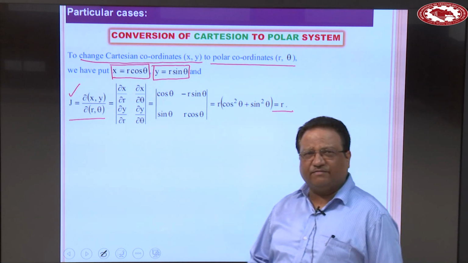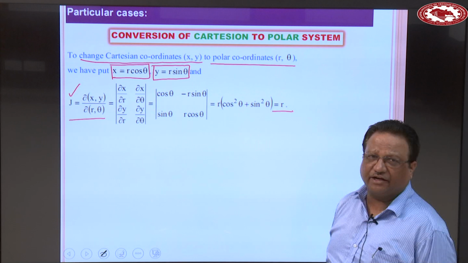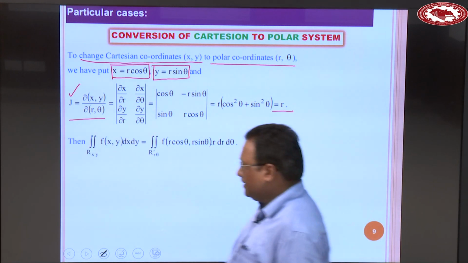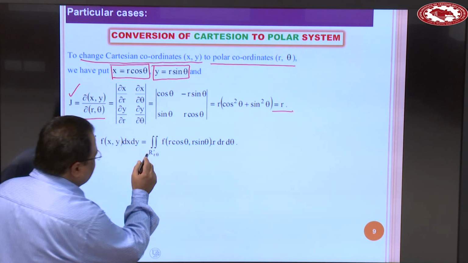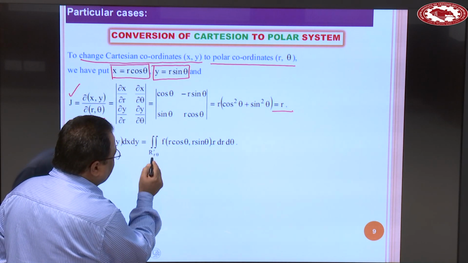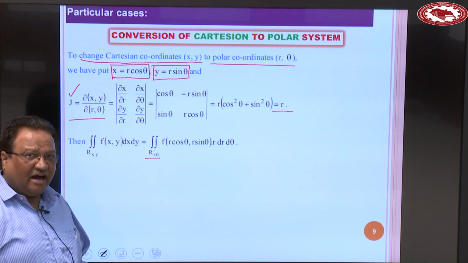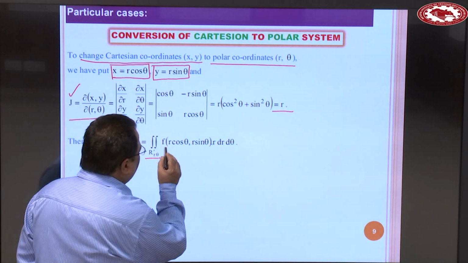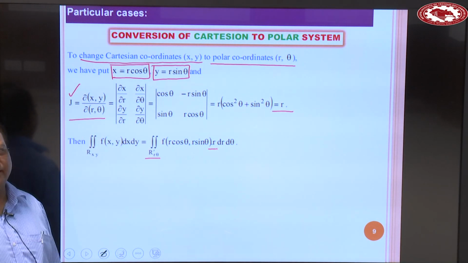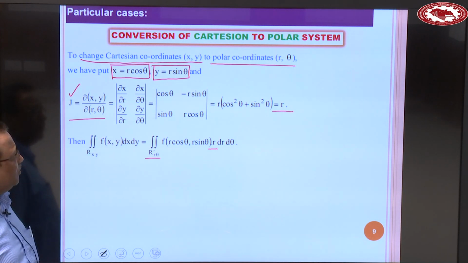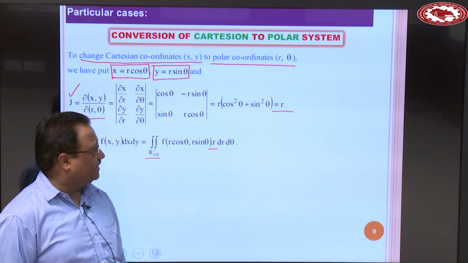But you can substitute directly the value of the Jacobian, because this one is a standard conversion from Cartesian to polar coordinate system. Then the double integral over R of f(x,y) dx dy is equal to the double integral over R dash in the r theta plane of f(r cos theta, r sin theta) times the Jacobian r dr d theta. So when we change to polar coordinate system, the double integral is converted into this double integral.